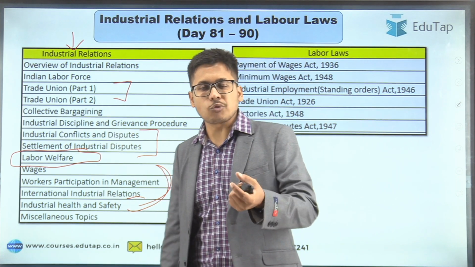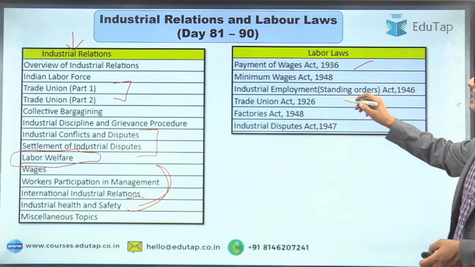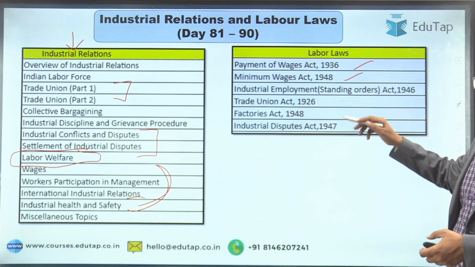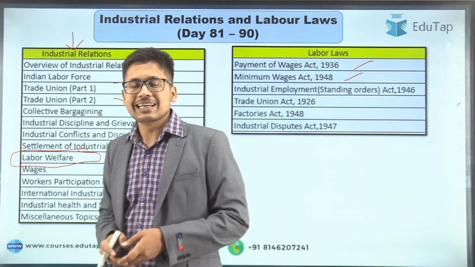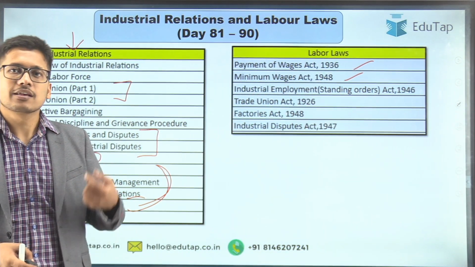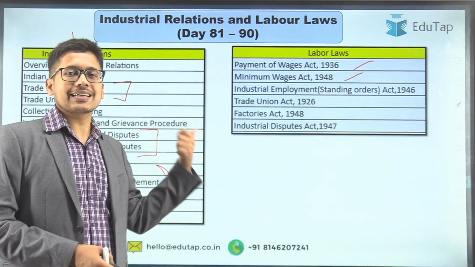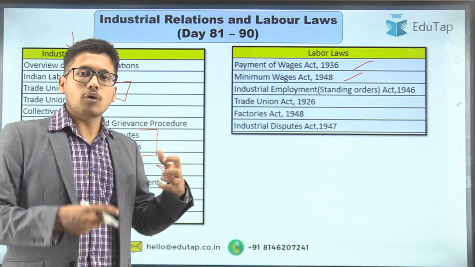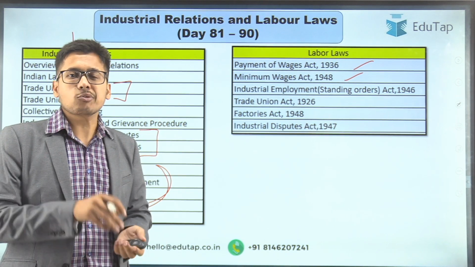These are the topics that you must focus on. After this, labor laws: Payment of Wages Act of 1936, Minimum Wages Act of 1948, Industrial Employment Standing Orders Act of 1946, Trade Unions Act of 1926, Factories Act of 1948, Industrial Disputes Act of 1947. These are the 6 important laws that you have to read. The basic provisions, the minute details of these laws, you will have to go into that.